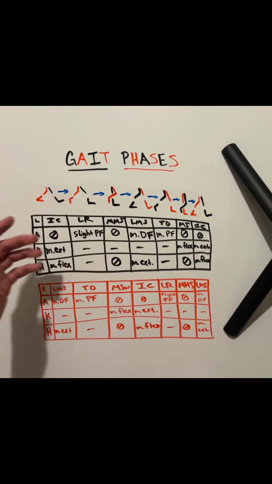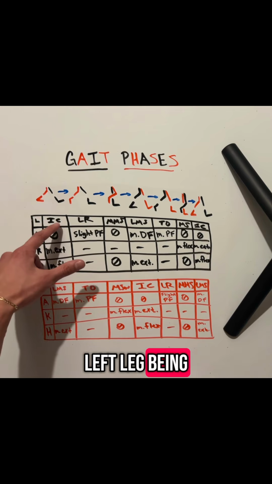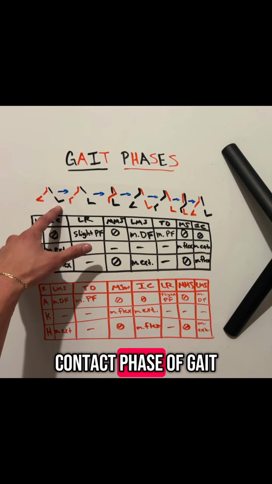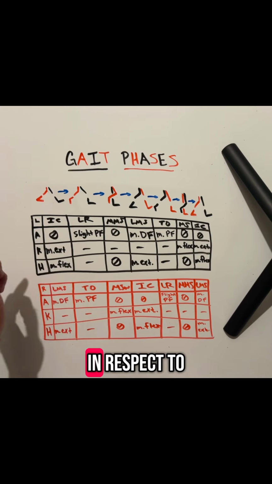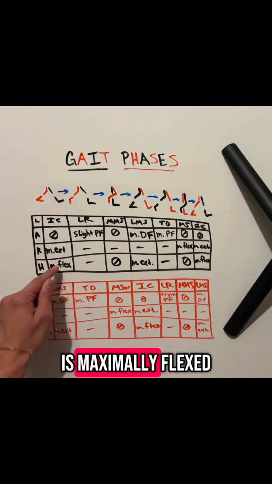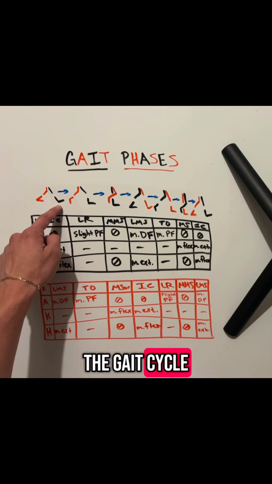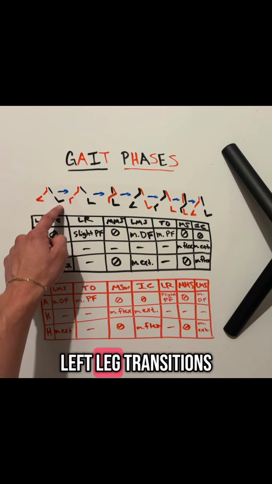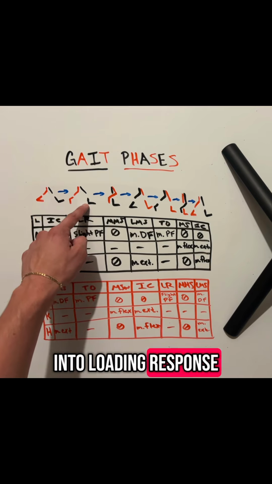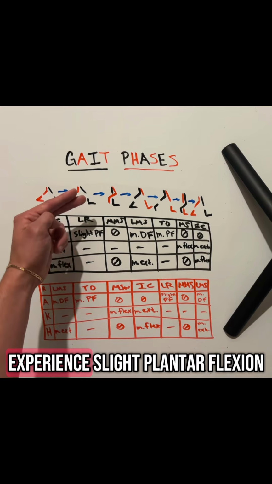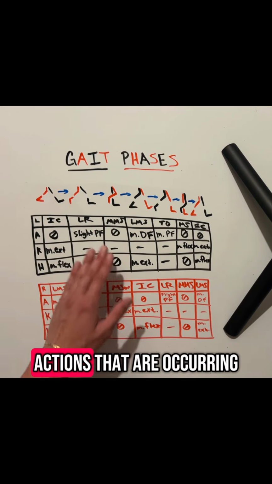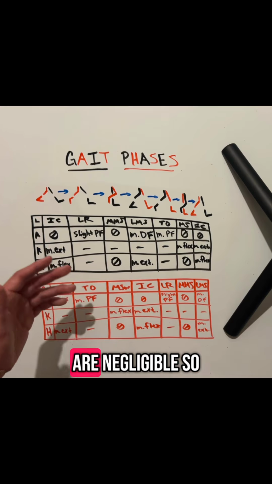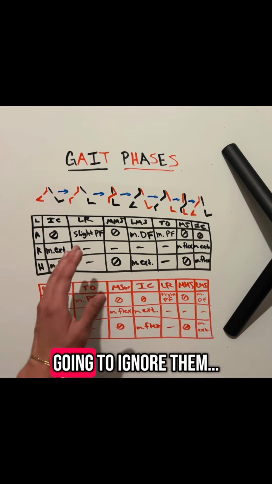So with the left leg being in the initial contact phase of gait, the ankle is neutral, the knee is maximally extended in respect to the gait cycle, and the hip is maximally flexed in respect to the gait cycle. Now as that left leg transitions into loading response, that ankle will experience slight plantar flexion. Whereas for the knee and hip, the actions that are occurring are negligible, so we're kind of going to ignore them.